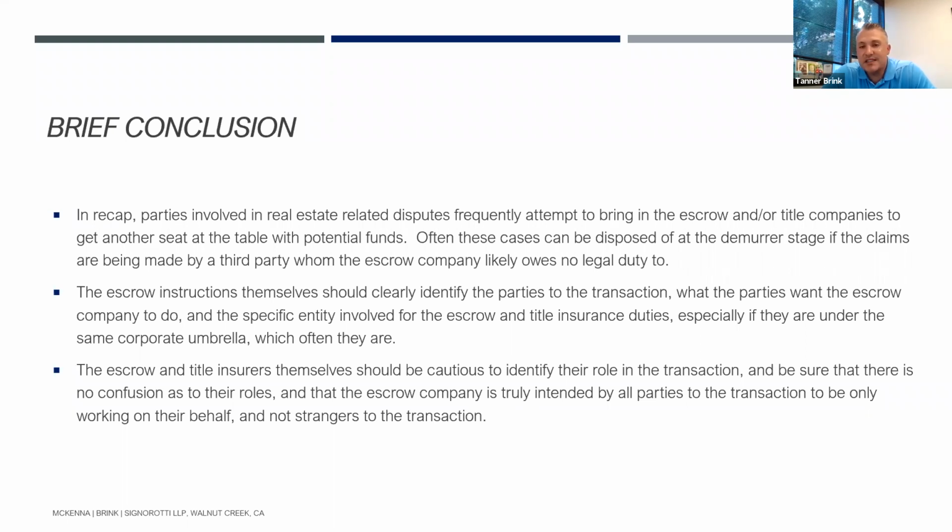The escrow instructions themselves need to be clear. They need to show what the parties want the escrow company to do, which specific entity is involved for the escrow and the title insurance duties. And this is often the case where they're working under the same corporate umbrella. So you want to be clear what entity is doing what and what duties they're responsible for. The escrow and title insurers themselves need to be cautious to let everyone know their roles in the transaction and be sure that the parties aren't confused.